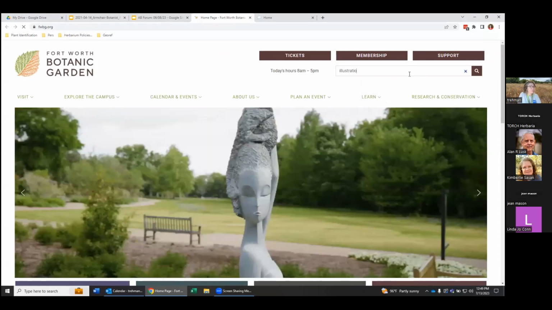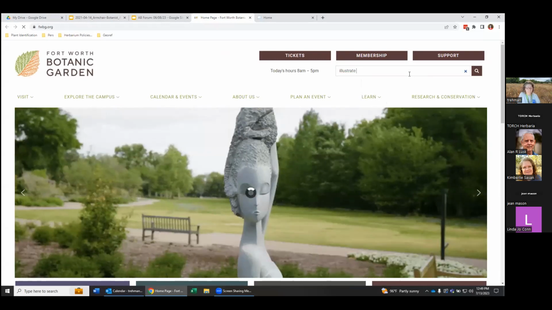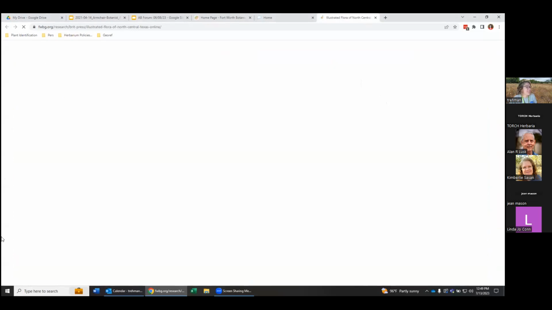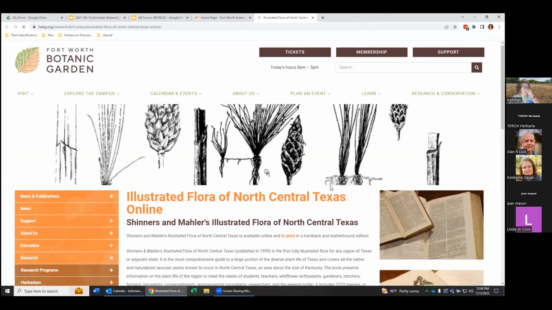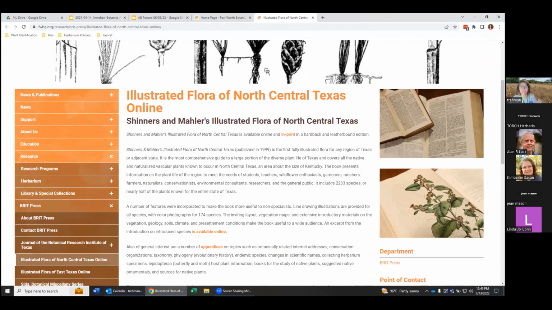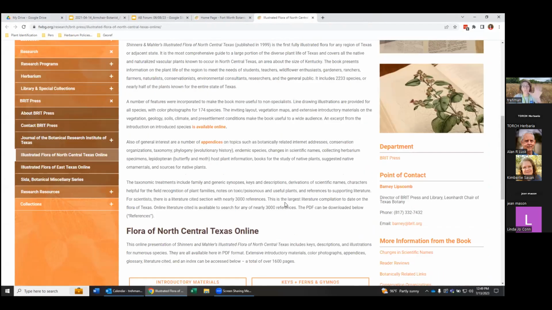If you go to the Fort Worth Botanic Garden Illustrated Flora page, oh, thank you, Ashley. Ash just put the link in the chat. I clicked on the link Ashley just put in the chat, and this will tell you a little more about the Illustrated Flora of North Central Texas, which is the best flora that covers our area. If you open up the introductory materials, it'll show you what parts of Texas this flora covers.